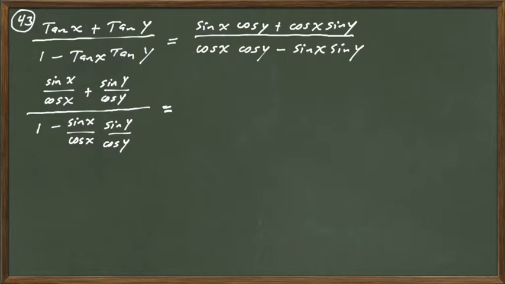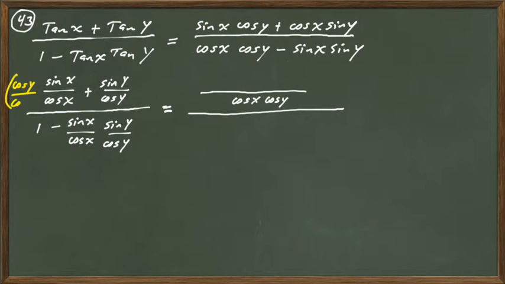Okay, I need to get a common denominator in the numerator. Between those, you can always get a common denominator by multiplying. So my common denominator is going to be cosine x cosine y, correct? So I make my denominator cosine x times cosine y. Now, if I want cosine x cosine y, this needs which one? Cosine y. So what would you have on top here? Sine of x times the cosine of y, right?